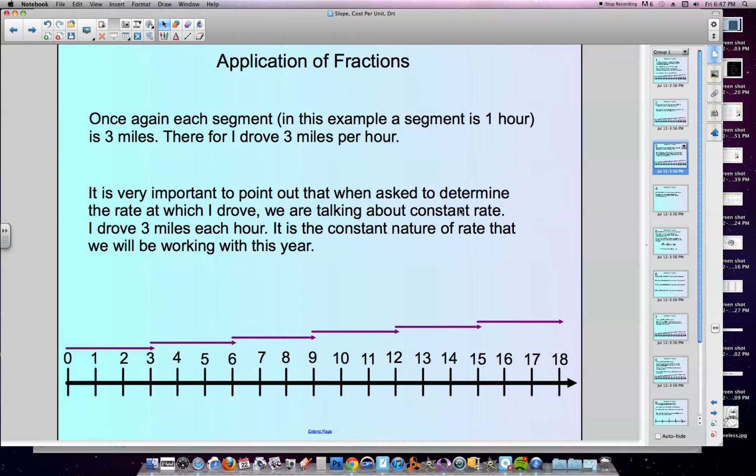And this is just reiterating, it's the constant rate, right? If I was speeding up and slowing down, it would be much more difficult, because it would depend on where I was. But assuming I was driving the same speed, I'm on the interstate, I've got cruise control on, then each hour I will have driven 3 miles.